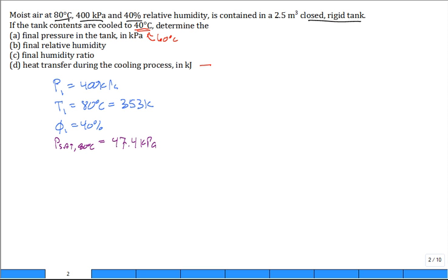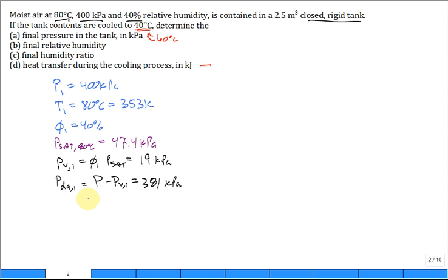And then you can calculate the vapor pressure initially in the tank, which is the product of the relative humidity and the saturation pressure. So we get that it's right at 19 kPa because it was at 40% relative humidity. Then you can calculate the pressure of the dry air initially in the tank. That's the pressure in the tank minus the pressure of the vapor in the tank at state 1, the initial state. And so it's 381 kPa.